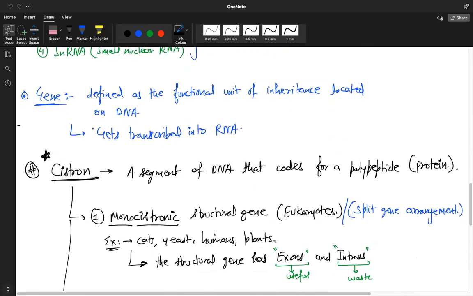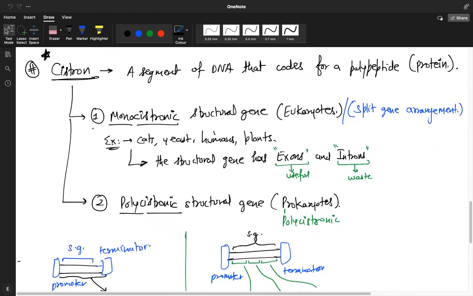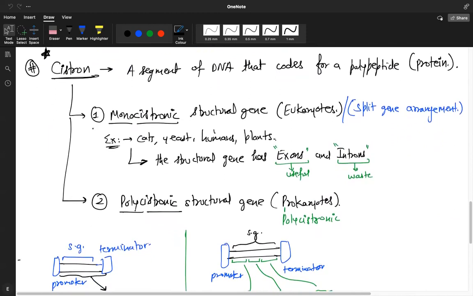So then it became more crucial to define a gene that codes for proteins separately from the genes that do not code for proteins, which code for RNA but do not go on to get translated into proteins. And then came the concept of cistron. Okay, Sumaira, can you continue? Yes, sir. So a cistron is defined as the segment of DNA that codes for a polypeptide. There are two types of cistron, that is monocistronic structural gene and polycistronic structural gene.